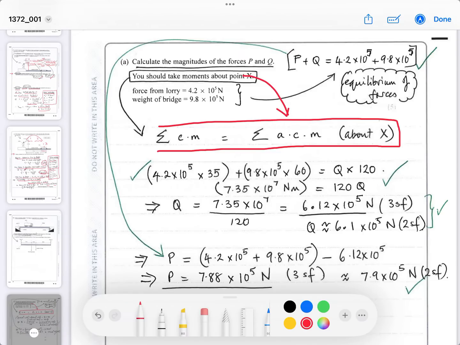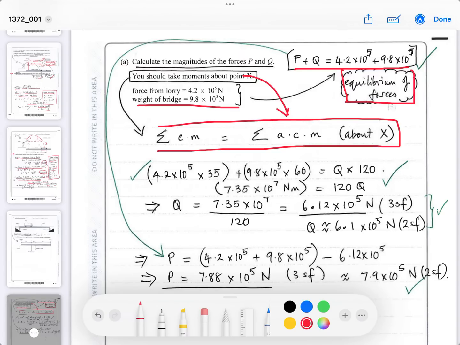So we know the weight of the lorry, and we know the weight of the bridge. They've given us these values here. We also know that the upward forces must be equal to the downward forces. That means P and Q together, upwards, must equal the weight of the lorry and the weight of the bridge downwards because of the equilibrium of forces. So the forces up and down must be balanced.